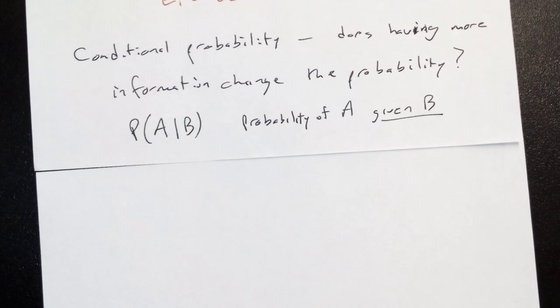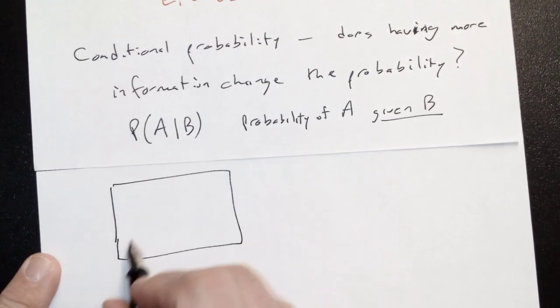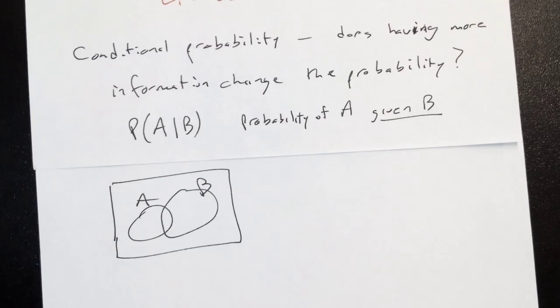So what happens now is that I change my picture a little. Let me go back to my Venn diagram again. I've drawn them as non-disjoint because I don't know whether they're disjoint or not. This is the easier picture to start with. So, the probability of A given B. Let me give you an example.